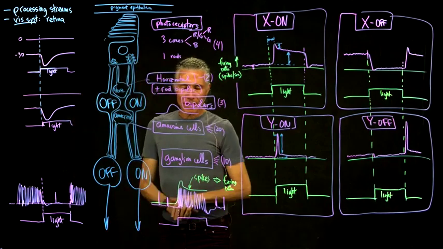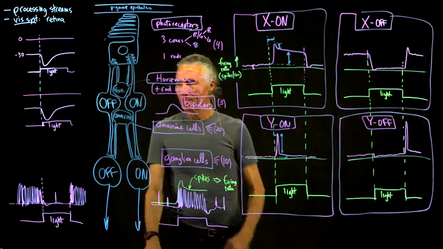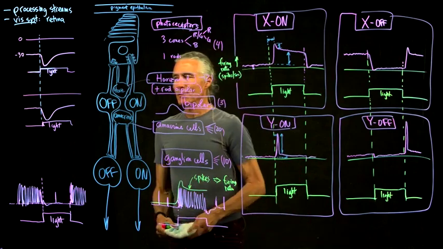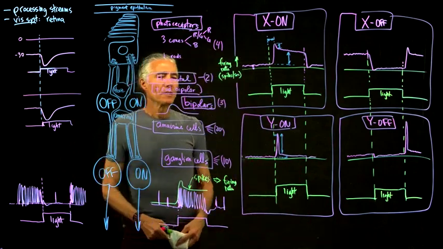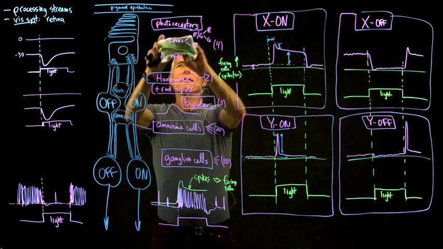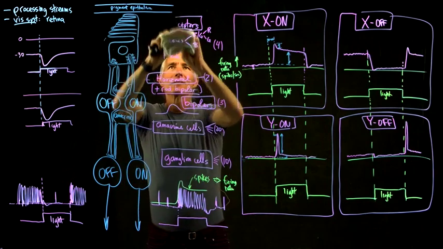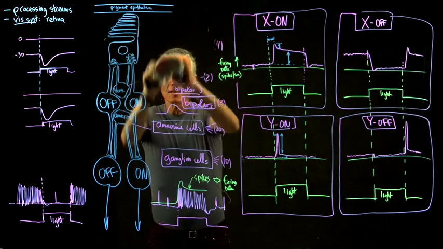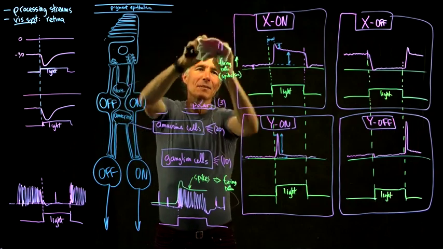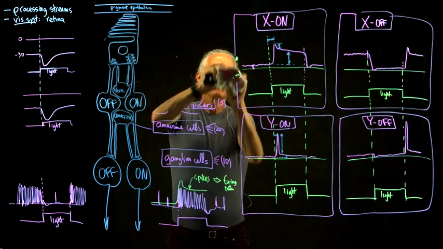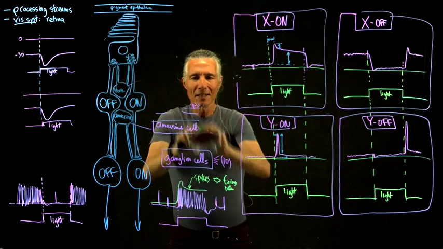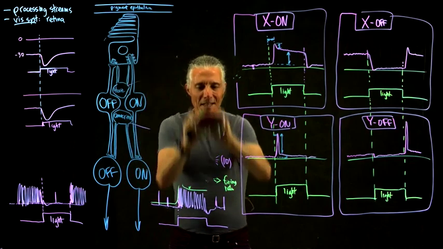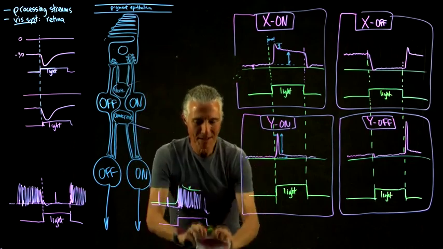I didn't talk about the red-green business here, but the red-green business is in there. So what is the red-green business? Well, we've got a lot of different additional combinations. So we've got red on center and green on center.